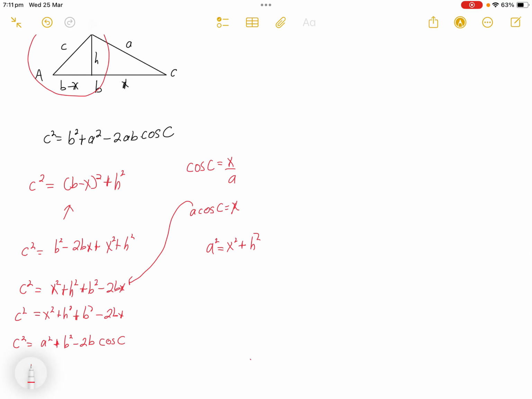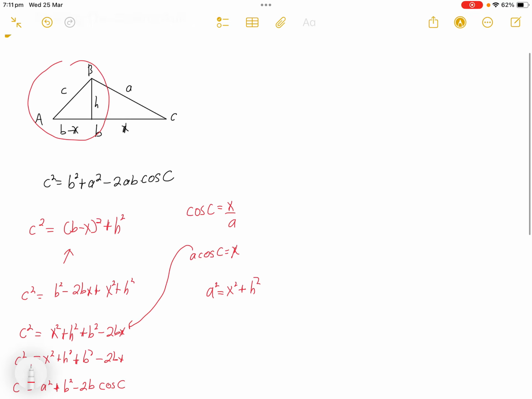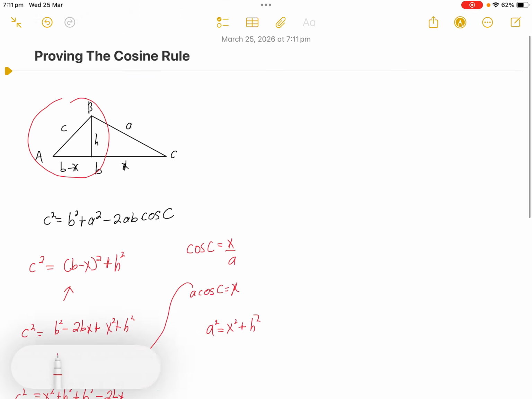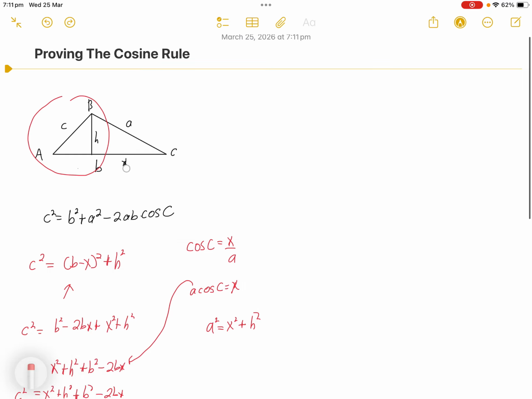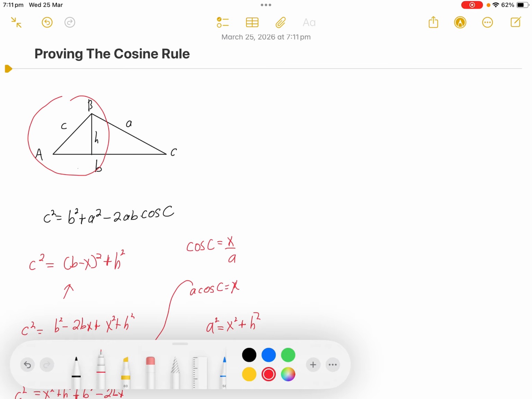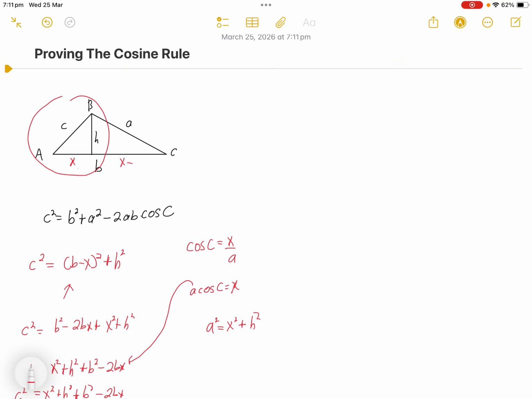And yep, we have already done the cosine law formula for c. But what if we tried a instead? Well, we're going to do the exact same thing, except we're going to swap these two guys with each other. So this one's going to be x, and this one's going to be x minus b. But why do we do this? Well, we actually want to find a, because it is the opposite of c right here.